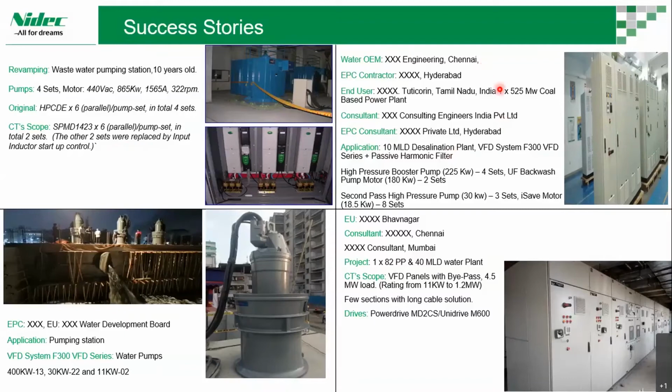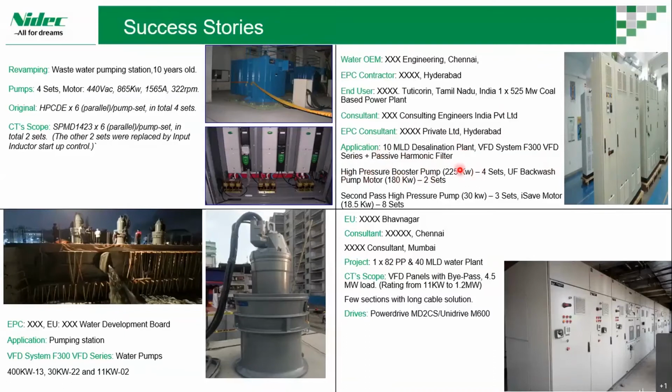Coming to another OEM based out of Chennai, we supplied this last year. You can find it in the cubicle shown here. This EPC contractor is also based out of Chennai and Hyderabad, and the end user is based out of Tuticorin in south Tamil Nadu, which has a 1 into 525 megawatt coal based power plant. The consultant is based out of Bombay, and the EPC consultant is in Hyderabad. It is a 10 MLD desalination plant, for which we supplied an F300 flow drive with a passive harmonic filter, which is what we are talking about, the harmonic mitigation techniques we used in this particular project.